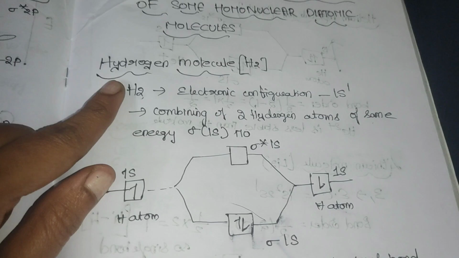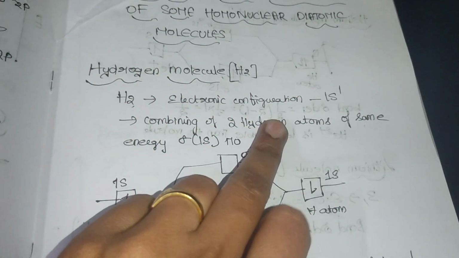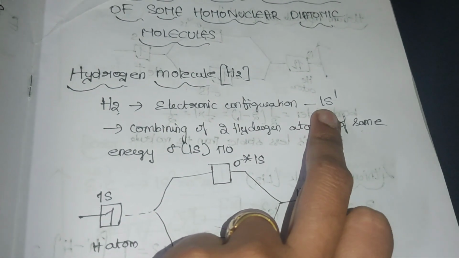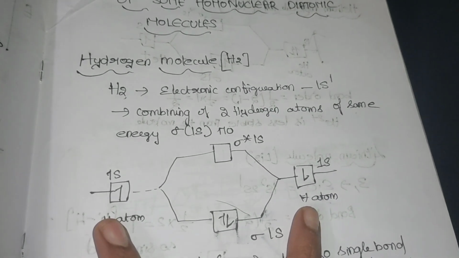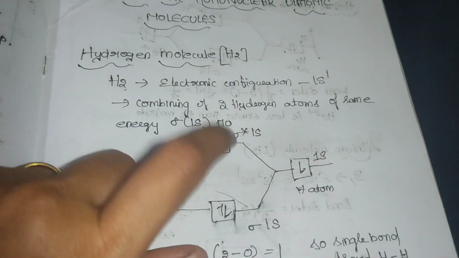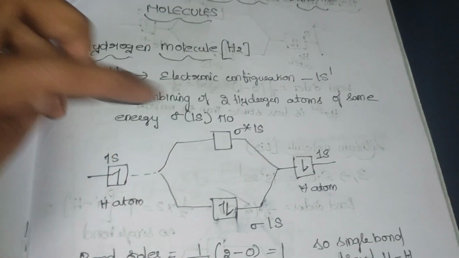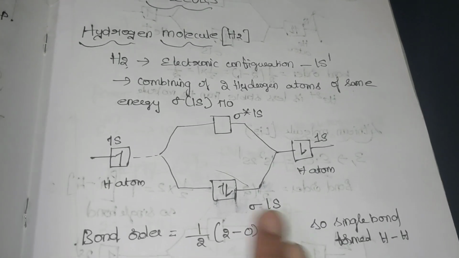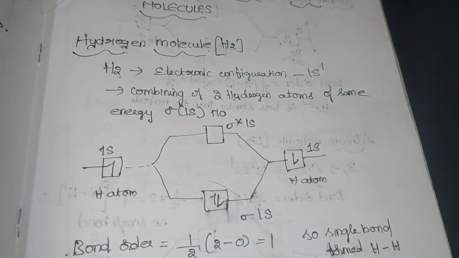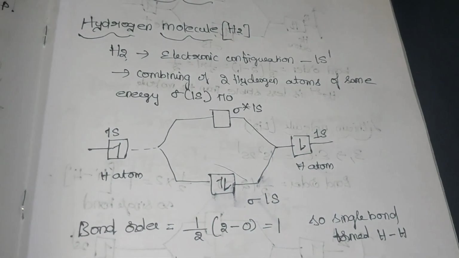So first, the hydrogen molecule H2. Its atomic number is 1, so the electronic configuration is 1s1. Two 1s atomic orbitals combine to form a bonding molecular orbital and an anti-bonding molecular orbital. One electron from each atom is shared to form sigma 1s and sigma star 1s. Sigma 1s is the bonding molecular orbital and sigma star 1s is the anti-bonding molecular orbital.